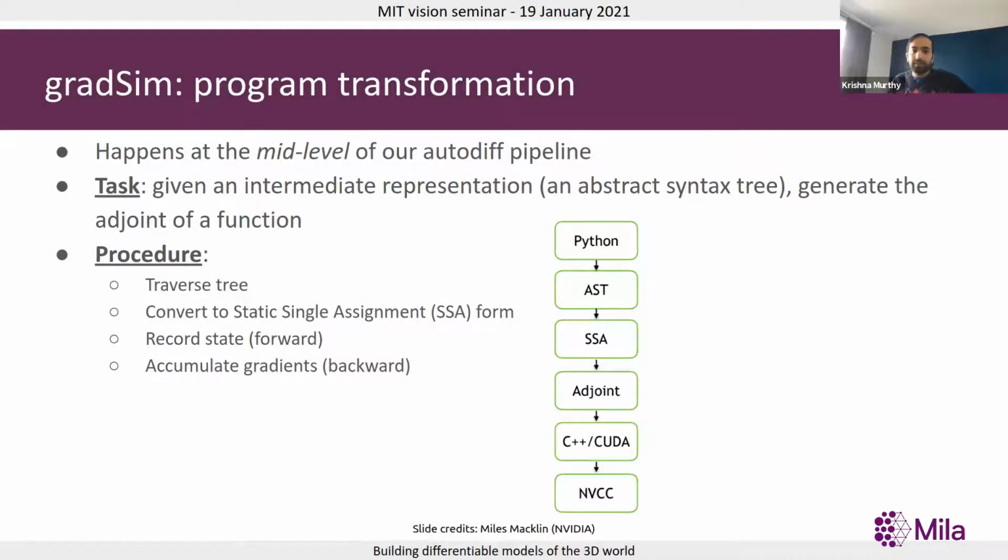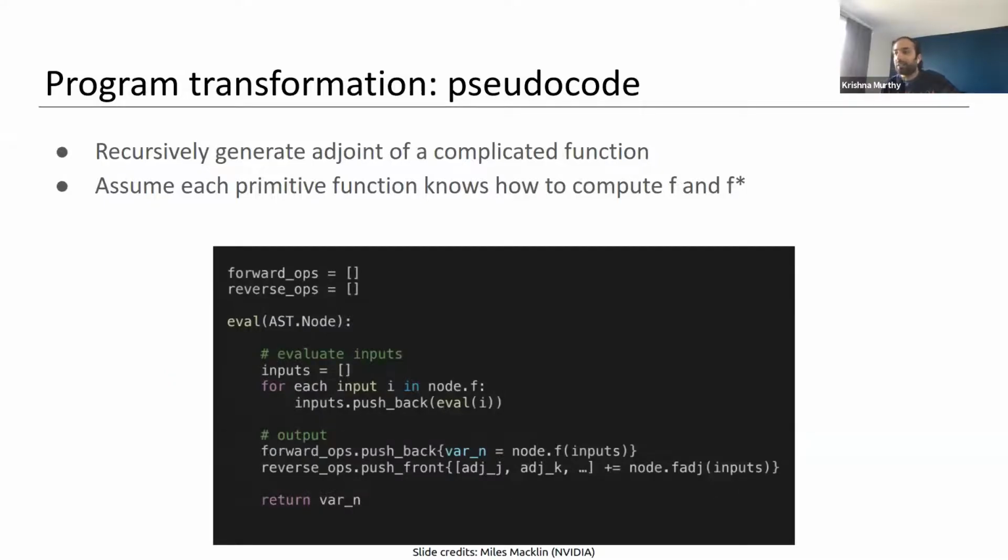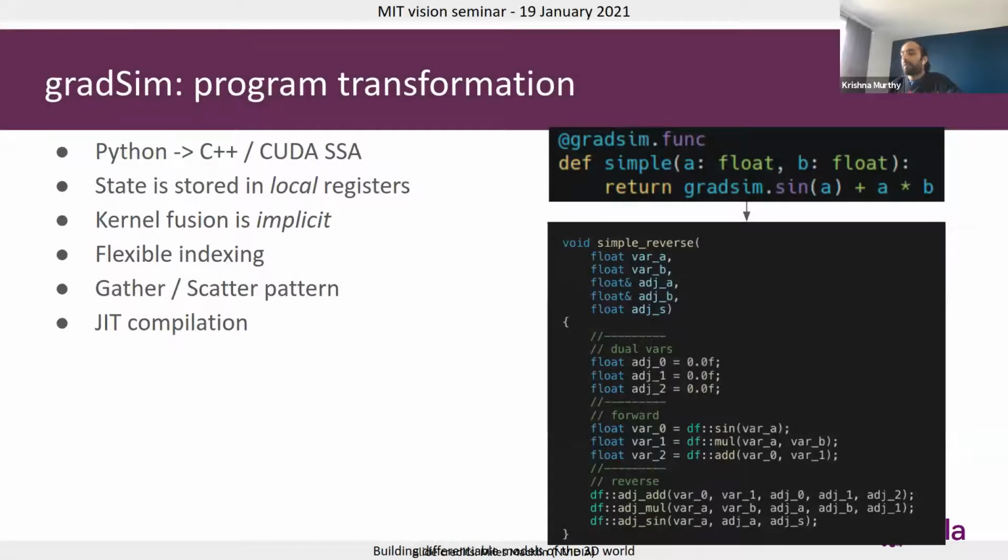There's a very program-transformation style approach to this, which resembles compilation, but I'll probably skip this just to keep the talk contained at the high-level message. The GradSim program transformation basically entails that you define a very simple function like this, here sin(a) + ab, and this generates all of the code for you. We currently have C++ and CUDA code generation capability.